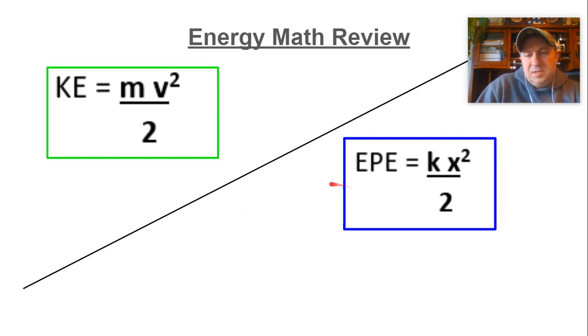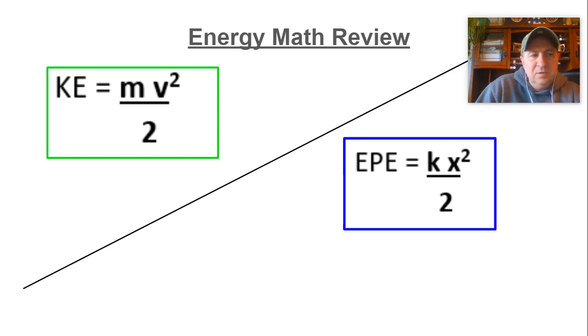Down here in the potential energies, we have elastic potential energy, or EPE. That also has 3 variables. Now, this first variable, the k, is the spring constant. The spring constant units are newtons per meter. And what that's saying is it takes so many newtons of force. Remember, newtons was our measurement for force. So many newtons of force to compress or stretch a spring so much.